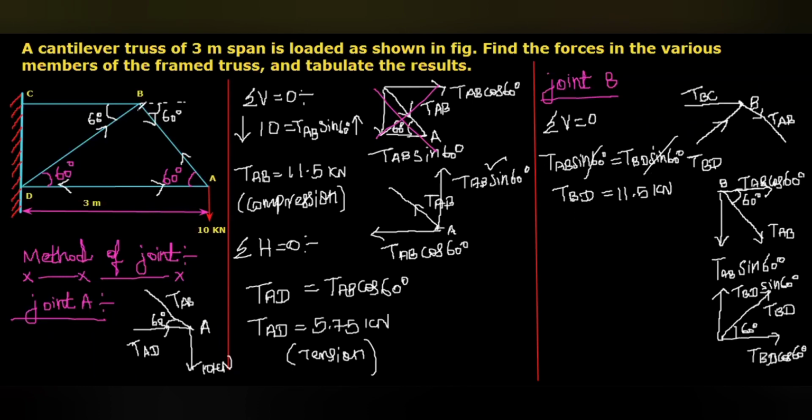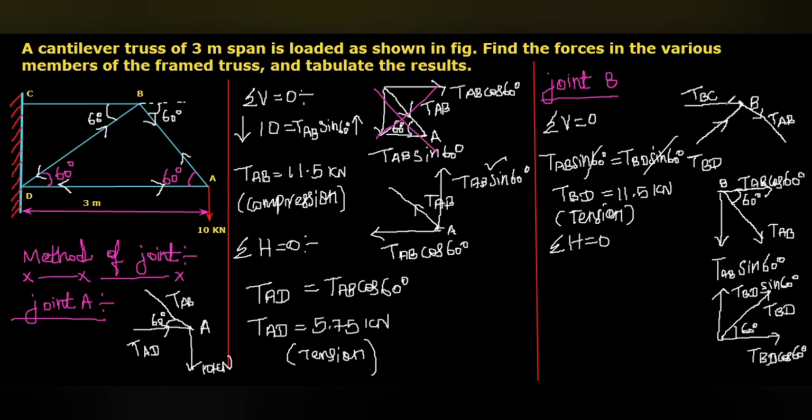And here for the point B, this is inward. So for the point D also, it will invert. So here you can see this will be tensile in nature. Then the algebraic sum of the horizontal forces equal to 0. Here you can see there are three horizontal forces.